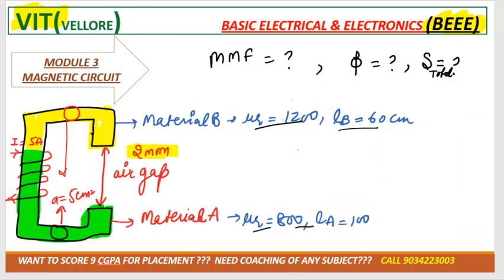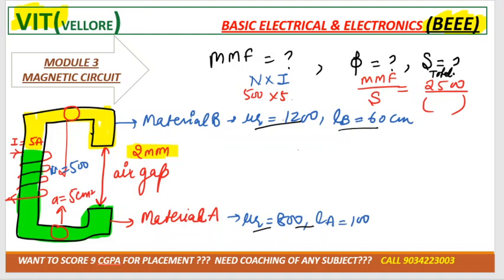Okay, now they are asking MMF. MMF is N multiplied by I. Number of turns also they have mentioned, 500. Current is 5, right? So it would be simple, 500 into 5. Flux is how much? As you know, MMF by reluctance. MMF you already calculated, 2500. Reluctance you already calculated.